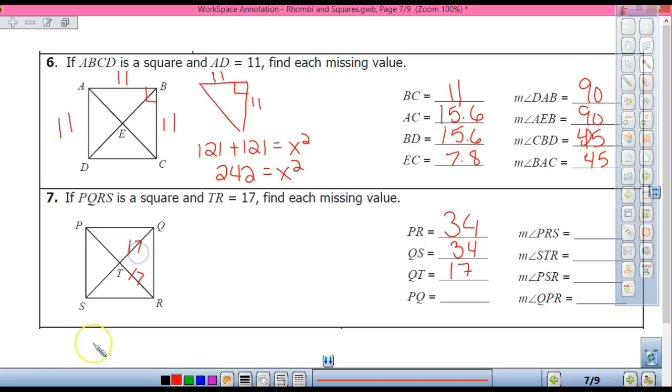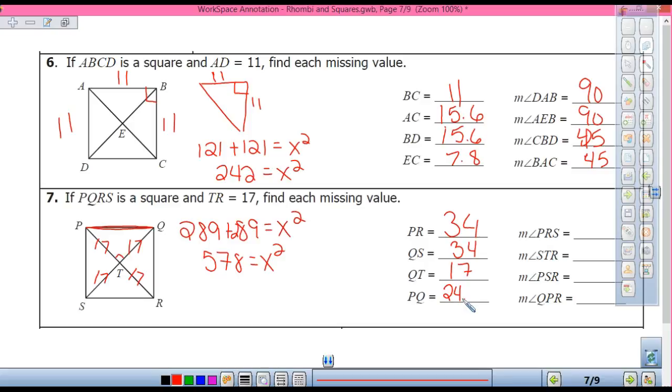Okay, so I've got 17, 17, 17. What are these? These are 90 degrees. How am I going to find PQ? Pythagorean theorem, because diagonals are perpendicular. Very good. So 289 plus 289 equals x squared. 578 equals x squared. So PQ is 24 point what? 24. Okay.